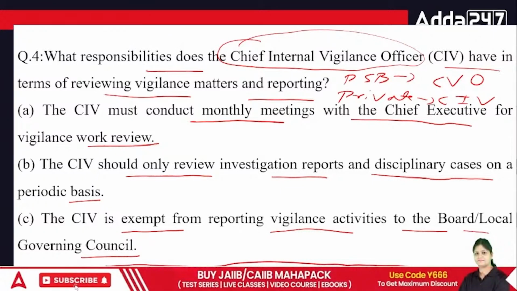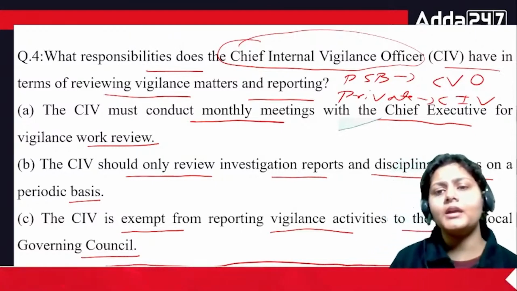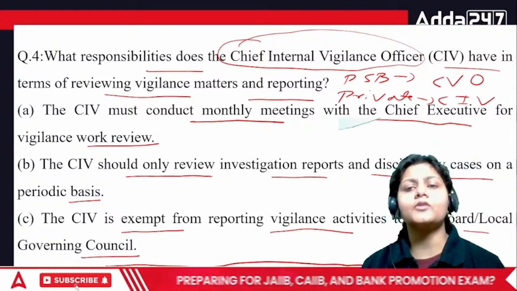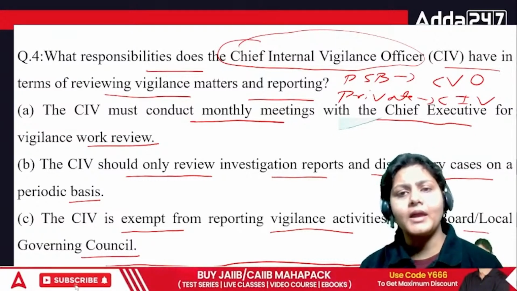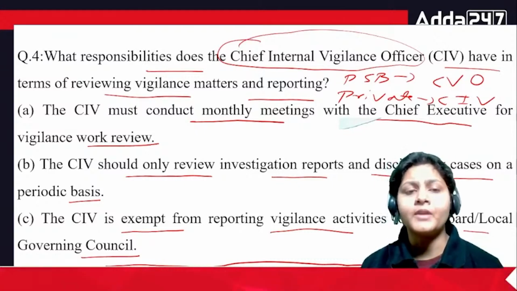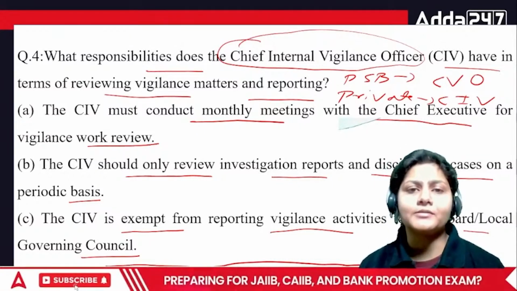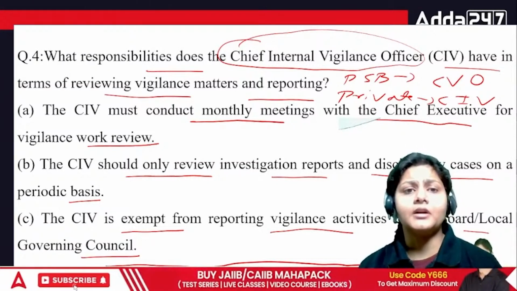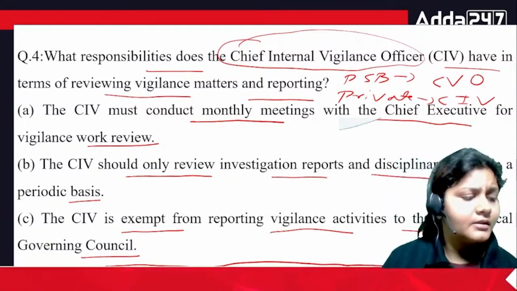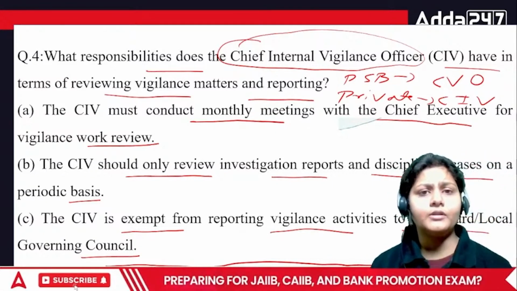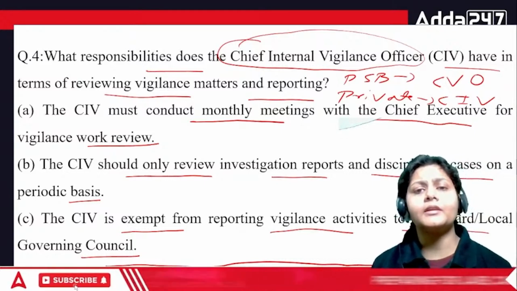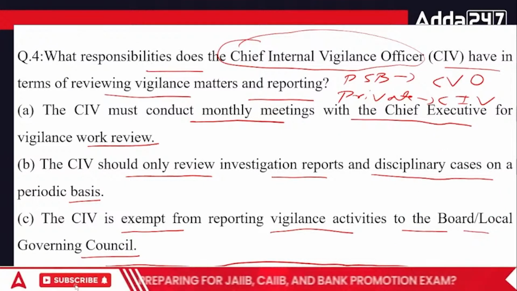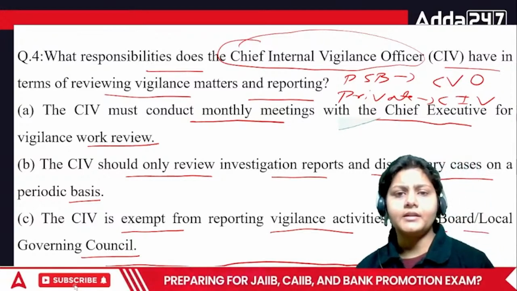Normally in the private bank the designation is Chief Internal Vigilance Officer, but for the public sector bank the designation is Chief Vigilance Officer. So what responsibility does the Chief Internal Vigilance Officer have in terms of reviewing the vigilance matter and reporting? Which one is the right answer?